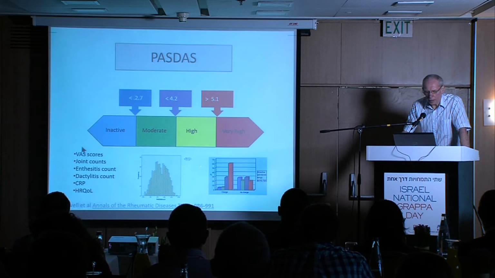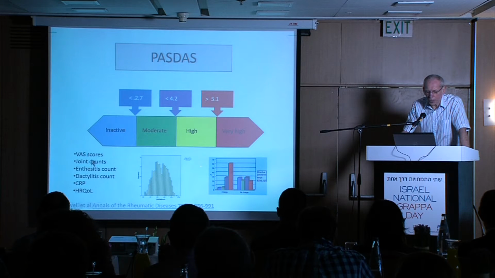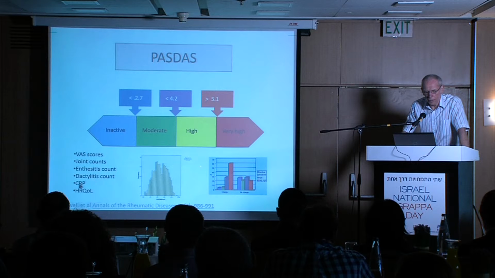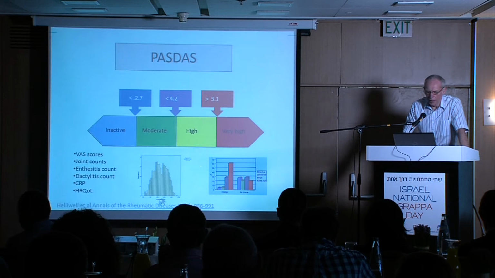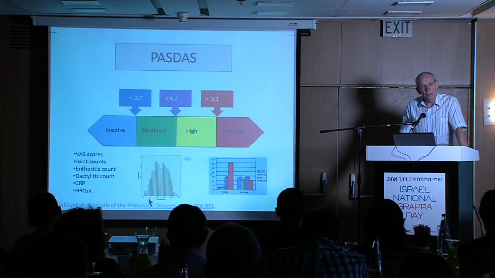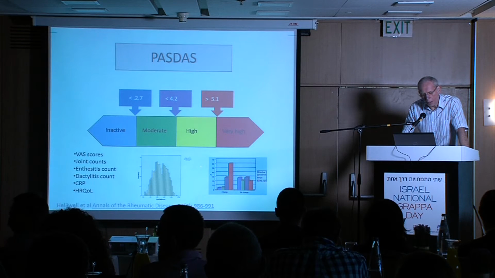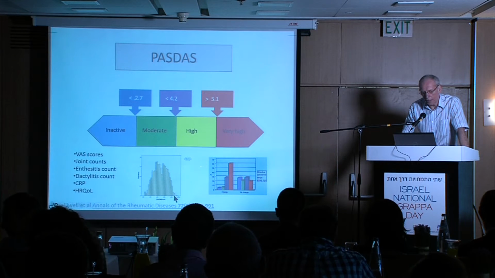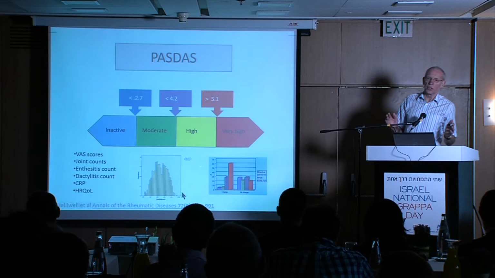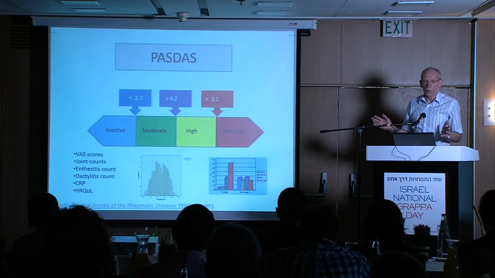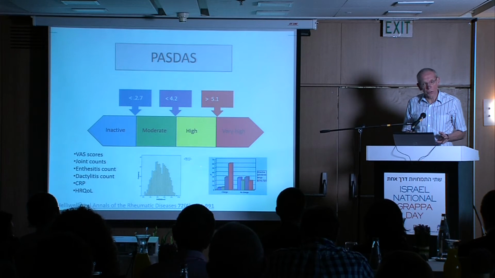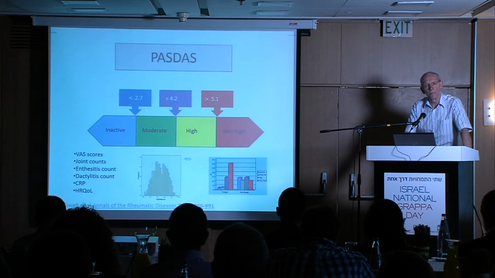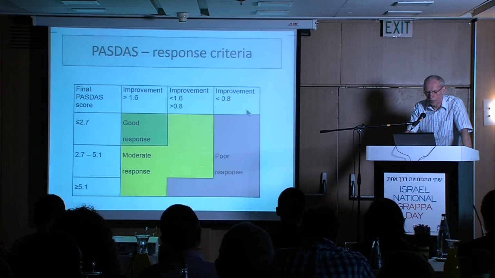The PASDAS looks at joints, VAS scores, enthesitis, dactylitis, CRP, and quality of life. Now, the advantage of the PASDAS, like the DAS, is that it's a score from 0 to 10. It's a normally distributed score, as you can see here, so it allows us to set cut-offs for low, moderate, and high disease activity, and it allows us to calculate response. And this is all very important in clinical trials going forward.